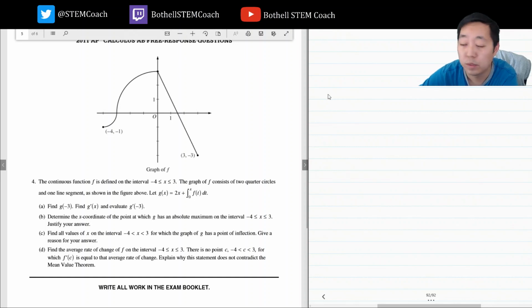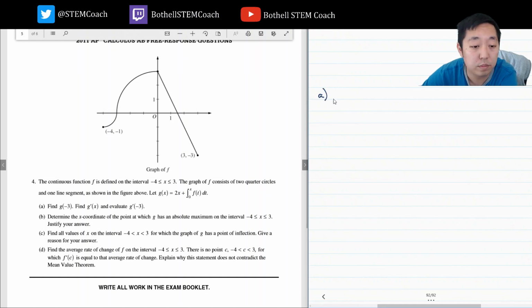Here's number 4. The continuous function f is defined on the interval where x is between -4 and 3. The graph of f consists of 2 quarter circles and 1 line segment. So this is a quarter circle, this is a quarter circle, and this is a line segment, as shown above. Let g of x be defined as that. Find g of 3, find g prime, and evaluate g prime of 3.